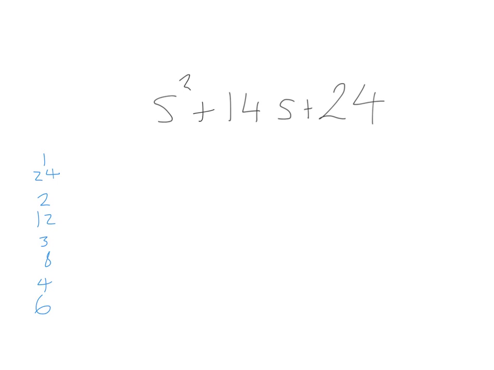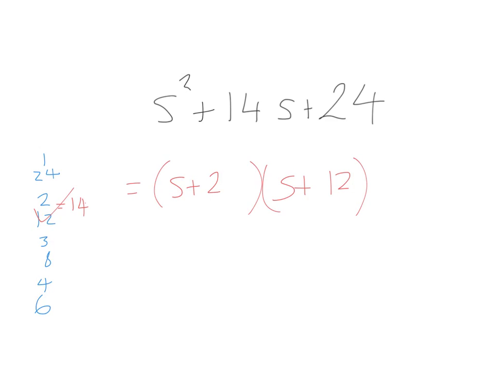I want to identify the factor pair that, when I add them together, I get plus 14. If I were to do 1 and 24, that would give me 25. Nope. 2 and 12, when I add them together, would give me 14. So that is the factor pair I'm looking for. So how I write it is s plus 2, s plus 12. If I were to multiply out these brackets again, I should get back to the answer.